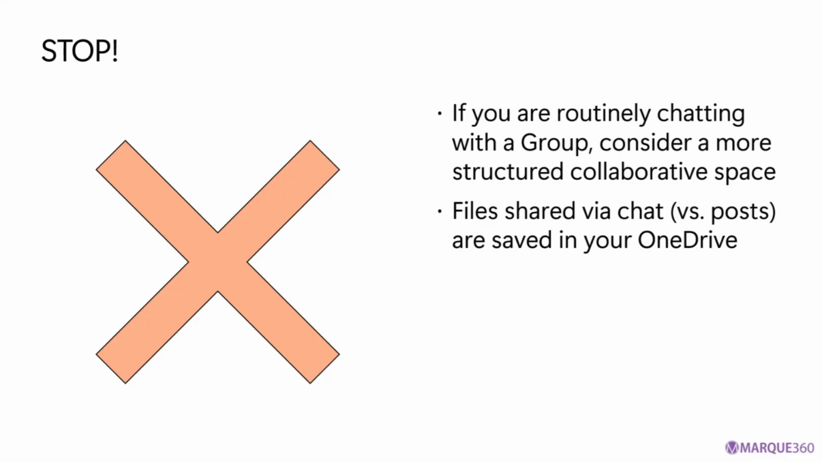Because if you're routinely chatting with a group, you probably would benefit from having a more structured collaborative space. And when I'm having a conversation with Erin and I'm taking something off of my desktop or some other, maybe if we're still using a network file share, which we're not here, but if I were to attach that to my chat, it puts it in my OneDrive. And maybe you're like, okay, well, what does that matter? What that the files are being saved to OneDrive?